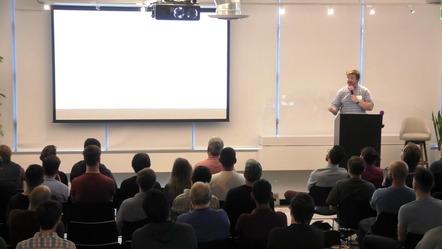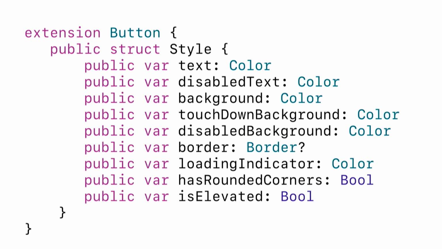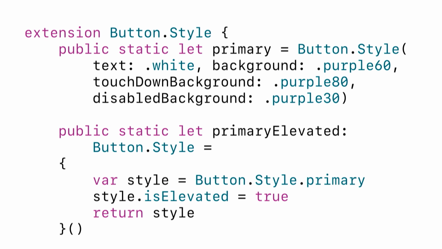All right. It has a size struct that has a font and a height, and it also has the activity indicator size, which is basically the same thing, but another thing. So there's that. We'll get to mixing them in a second. And style has a whole bunch of properties for colors and stuff. But then we can make an extension that defines the primary style with the details that don't matter. And here's the elevated style that's the same but elevated, because it's just structs with mutable values.